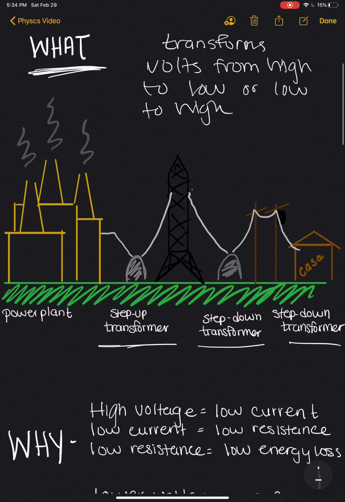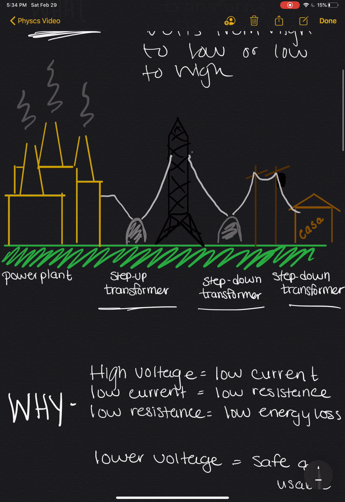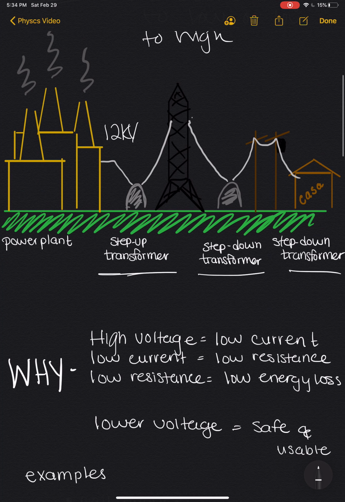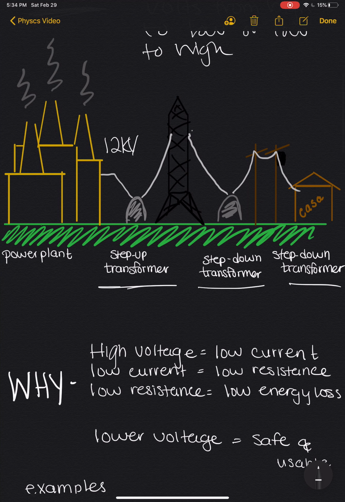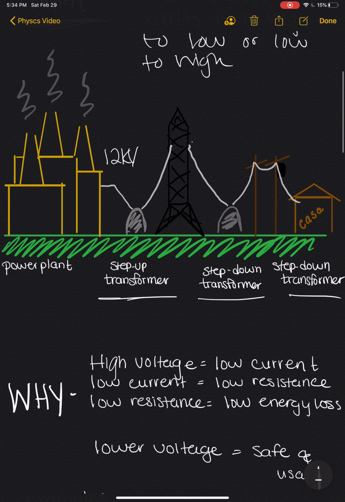So I kind of drew a diagram here. The first thing is a power plant. We have a power plant and we've got a certain voltage coming out of this power plant. Let's just say it's like 12 kilovolts. And then what we want to do is we want to get that voltage all the way to this house over here, and we want it to be at about 240 volts. So how are we going to do that?